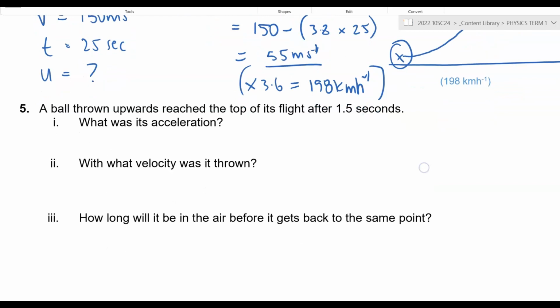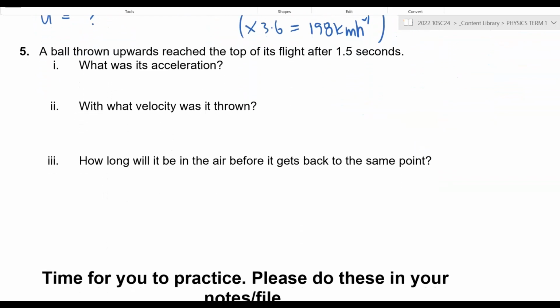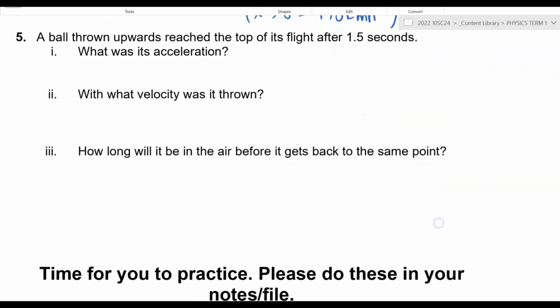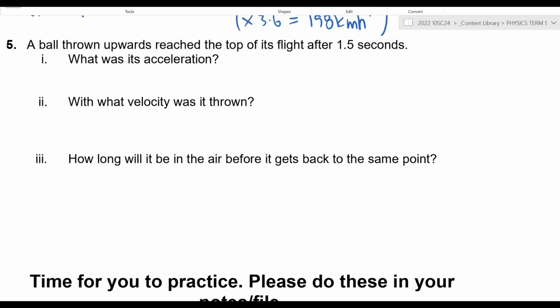All right, let's have a look at the next one, which gets a little bit harder. Pause, read the question, think about it, and we'll start solving. Okay. So, a ball is thrown upwards. Here's our key. It reached the top of the flight after 1.5 seconds.